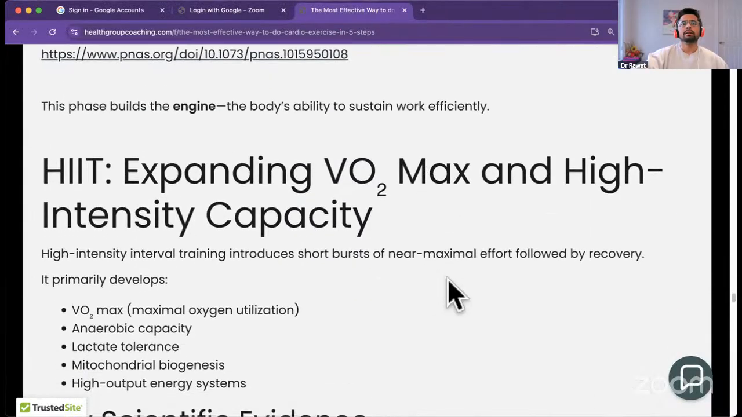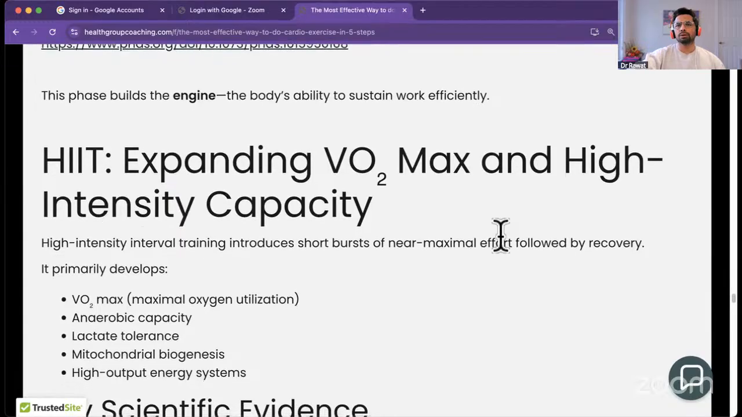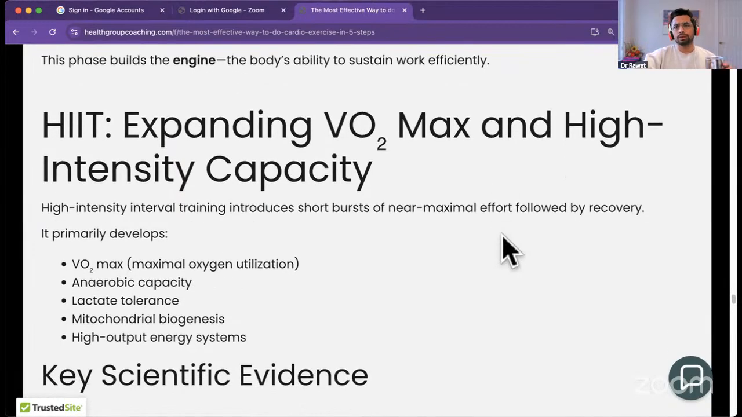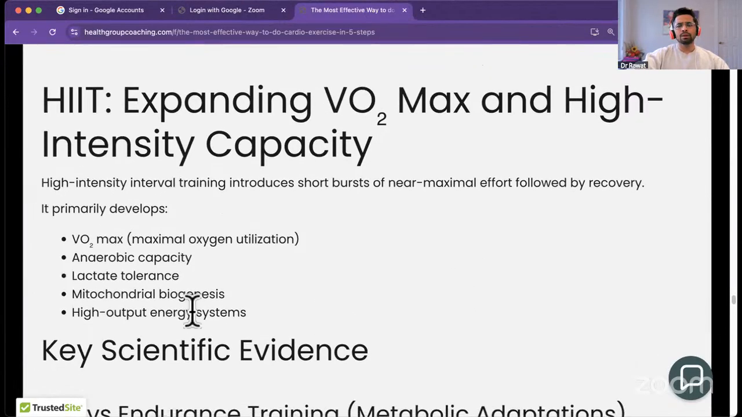High intensity interval training. Now, this is what expands your VO2 max, which is the total amount of oxygen that your lungs are able to shift in a minute. It also expands what's called anaerobic capacity, which means your body is able to function both in the presence of oxygen as well as in the absence of oxygen. And the ability to produce energy in the absence of oxygen is increased.